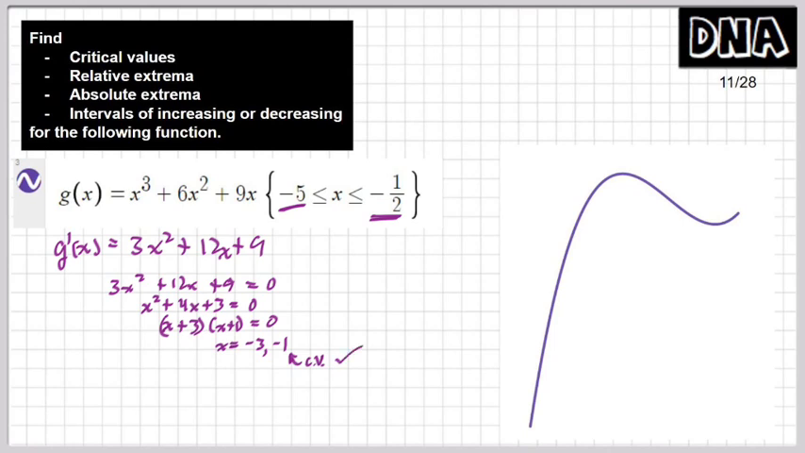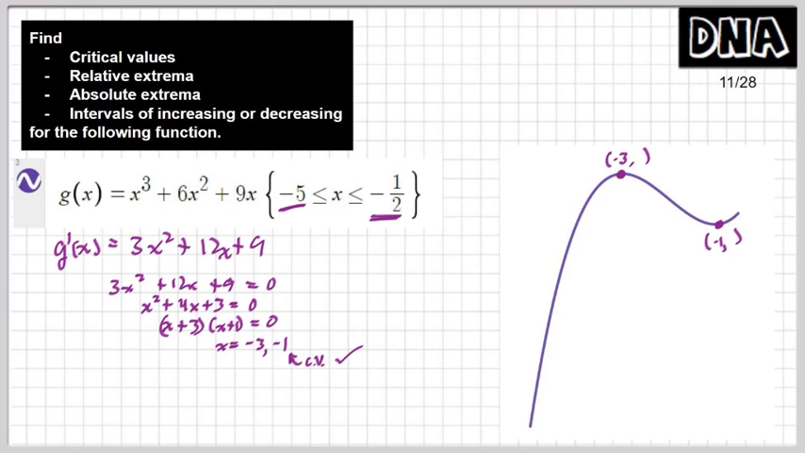Okay, now what are critical values, guys? Critical values are where you could possibly have a max or min. Critical values is where the function has a slope of 0, like the tangent line. So right here and right here, we know the x value here is negative 3, and right here the x value is negative 1. But we don't know the y value.